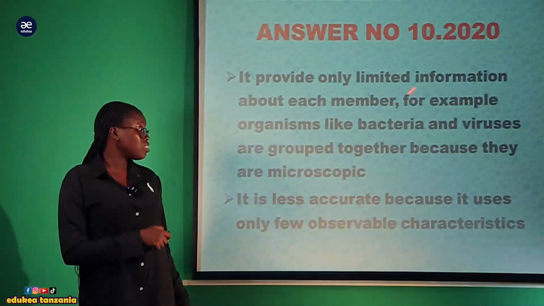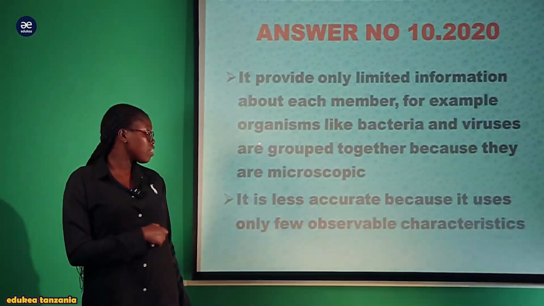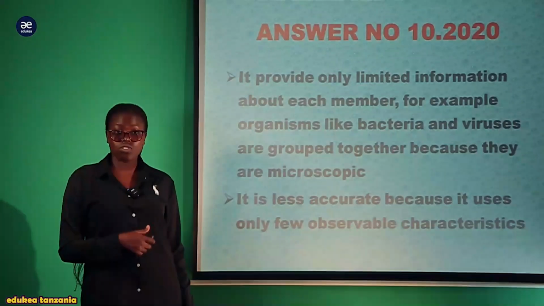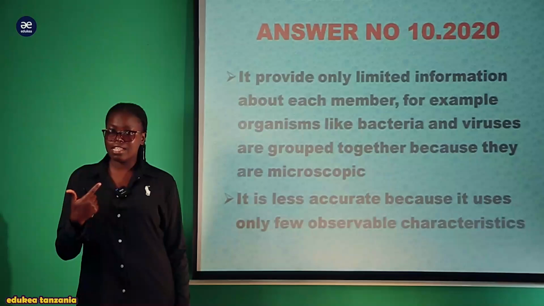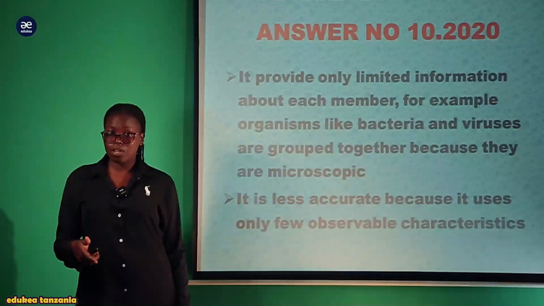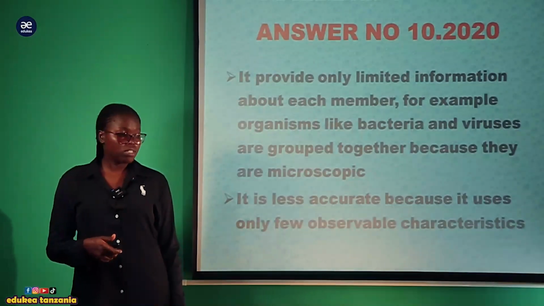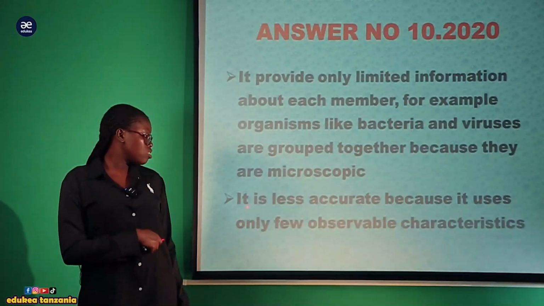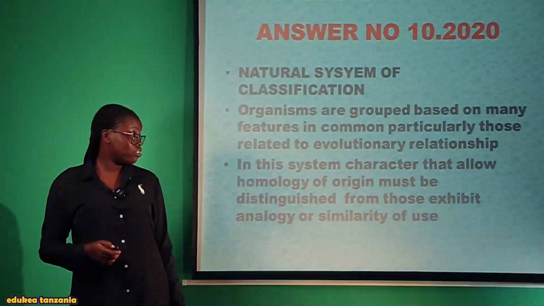Also, it provides only limited information about each member. For example, organisms like bacteria and viruses are grouped together because they are microscopic. You see that in this process they use size and shape. Bacteria and viruses are both microscopic, but these organisms belong to different groups. Also, it is less accurate because it uses only a few observable features. It cannot be subjected to biological findings and research.